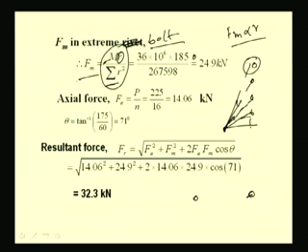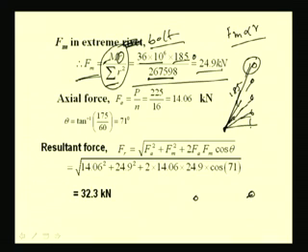So, Fm will become 24.9 kilonewton, because M is 36 into 10 to the 6 Newton millimeter, and r is the maximum distance, which is 185 for R4, and summation R square we have calculated. So, from this we can calculate Fm as 24.9 kilonewton, right.